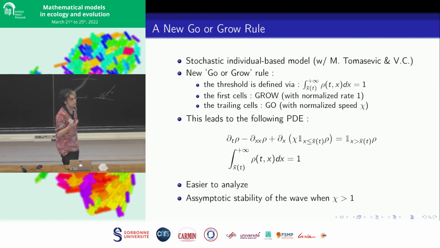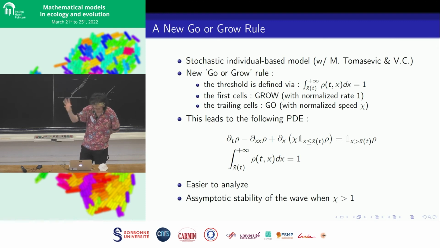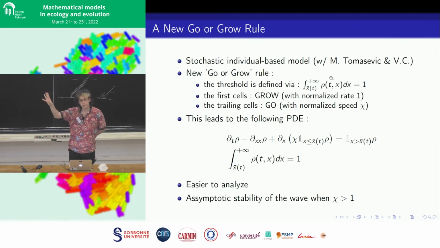So instead of considering an oxygen field, we just define the threshold position with the condition that to my right I must have exactly mass 1. This will set the threshold between the go and the grow. And this leads to the following PDE, which is much easier to analyze.